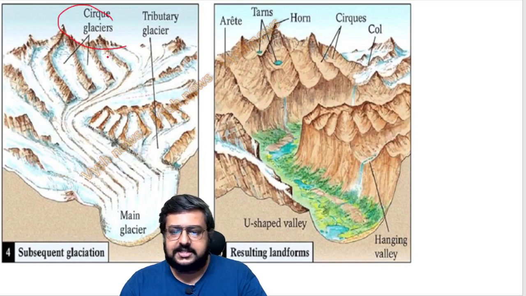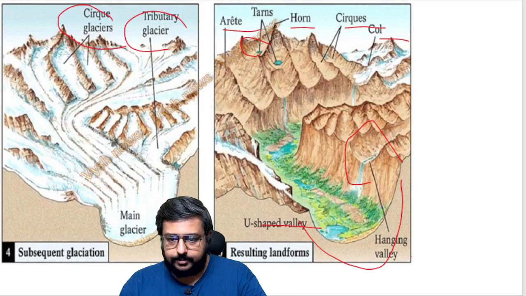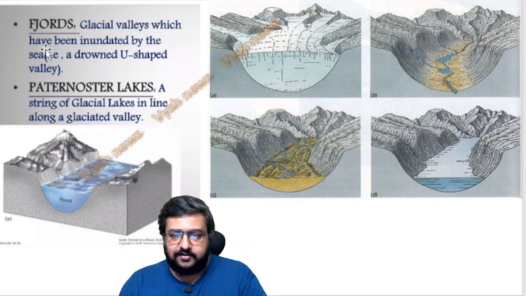This Cirque glacier, I told you, mud getting deposited, tributary glacier, Arrête, Tarn is the lake inside the Cirque, Horn, and then Col, U-shaped valley, hanging valley. See, this is hanging here, and below is the U-shaped valley, this full one is the U-shaped valley. Getting the point? And then again, this one is the fjord.